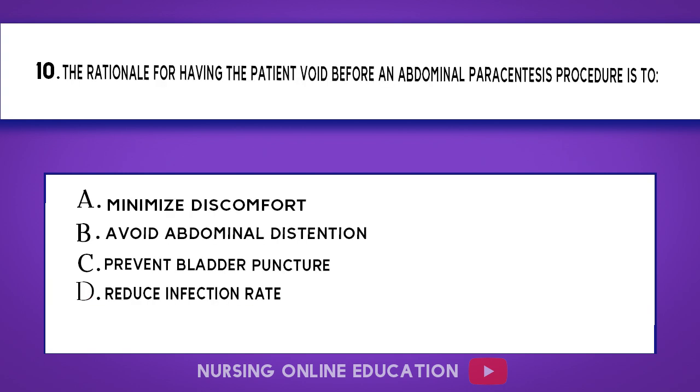10. The rationale for having the patient void before an abdominal paracentesis procedure is to A. minimize discomfort, B. avoid abdominal distension, C. prevent bladder puncture, D. reduce infection rate. The answer is option C, prevent bladder puncture.